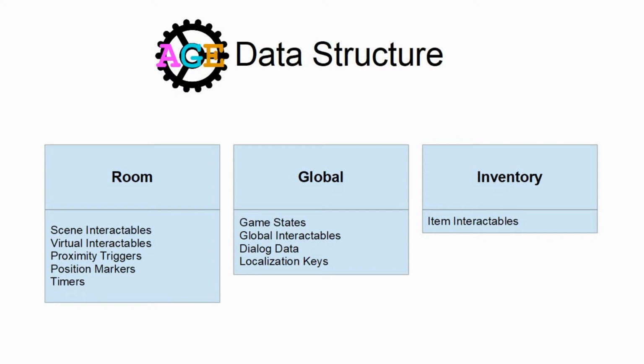And last but not least, items in the Adventure Game Engine are also just interactables, but they are not stored in a room and they look a bit different, but they are stored in the player inventory. So they are only accessible if the player actually has that item. Game states are just variables that you can store and check against. Every interactable can have different actions and you can have conditions on those.